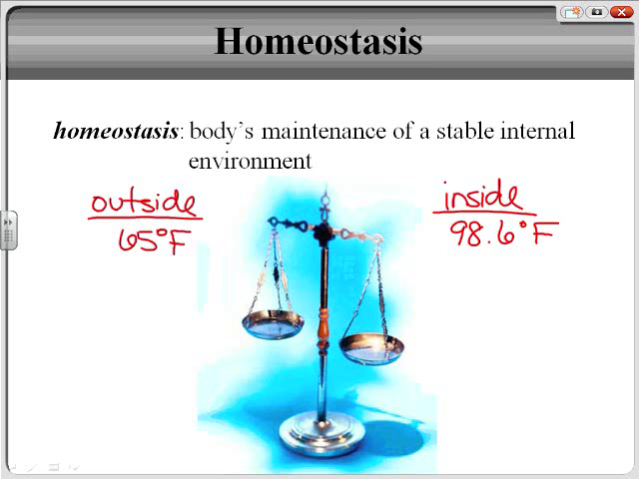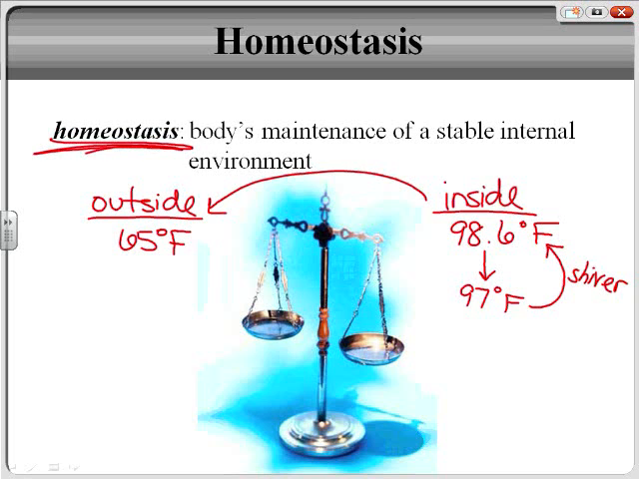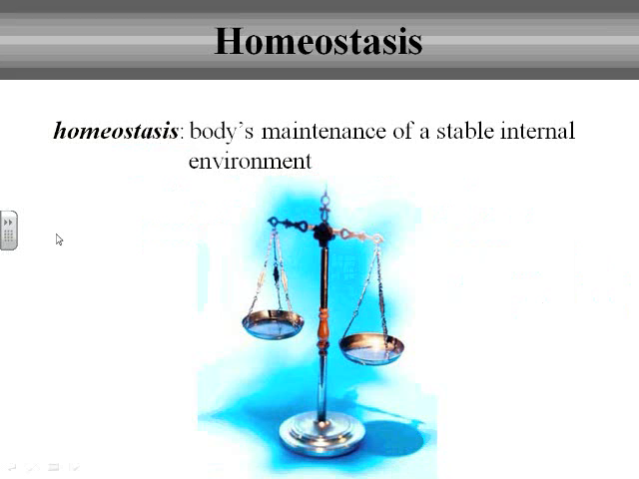That doesn't mean that just because outside is so cold that our internal temperature starts to drop, right? Because as soon as our internal temperature starts to drop, perhaps we go to 97 degrees Fahrenheit, we have a mechanism that allows it to kick back up to 98.6. We shiver, right? That shivering is going to generate some heat and raise your body temperature. So homeostasis is the idea that there are all these different mechanisms in place within your body in order to maintain that stable internal environment.